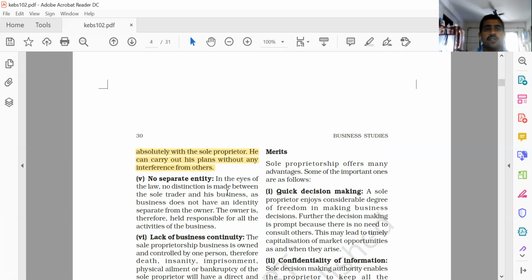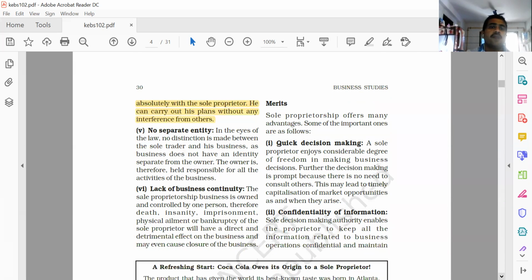तो 4 point कौन से थे? First is the formation and the closure. Number two is liability, risk bearer and the profit recipient. Fourth is the control. Next is no separate identity. इसमें अलग से नाम नहीं मिलता है, right?